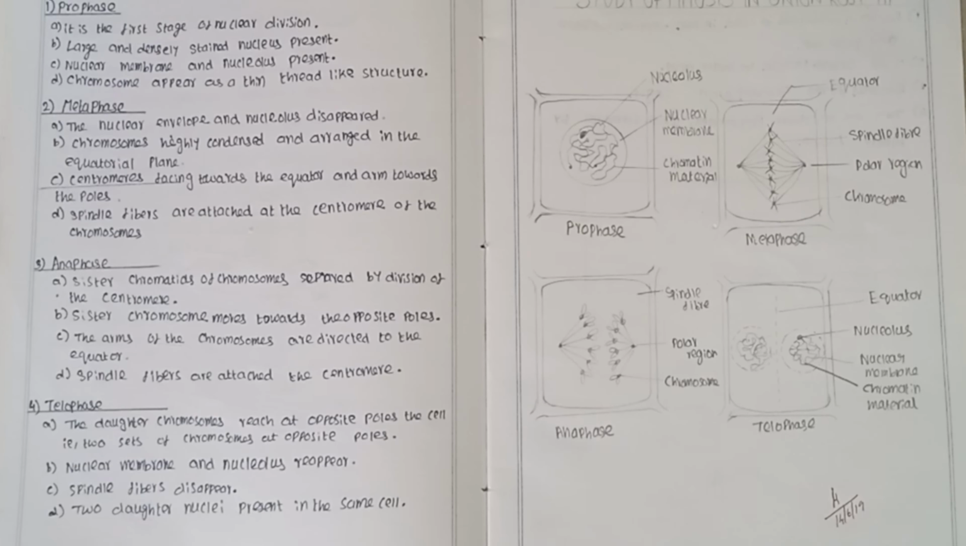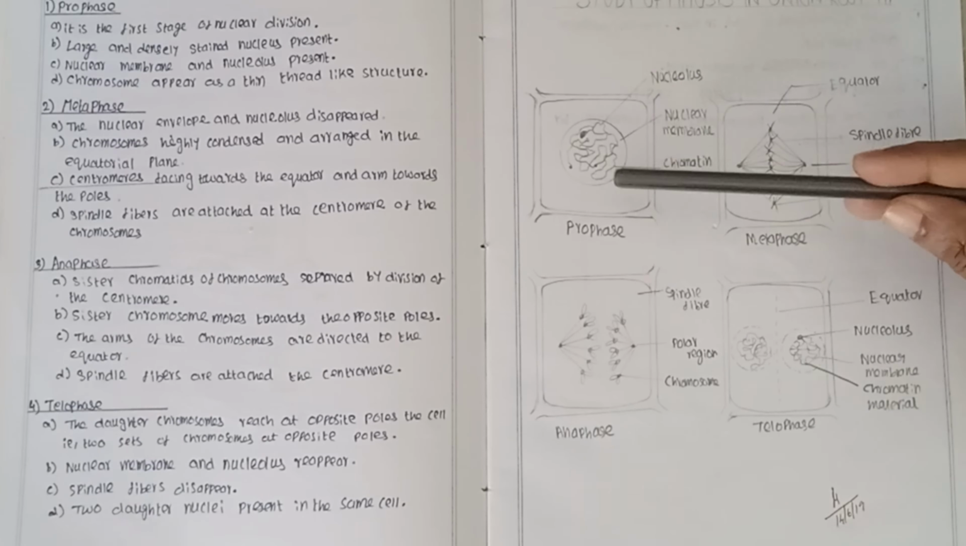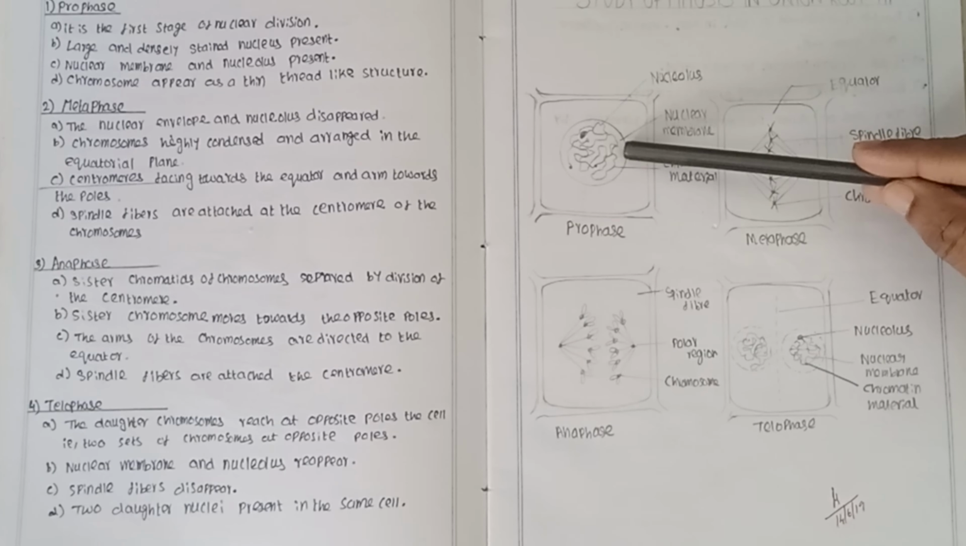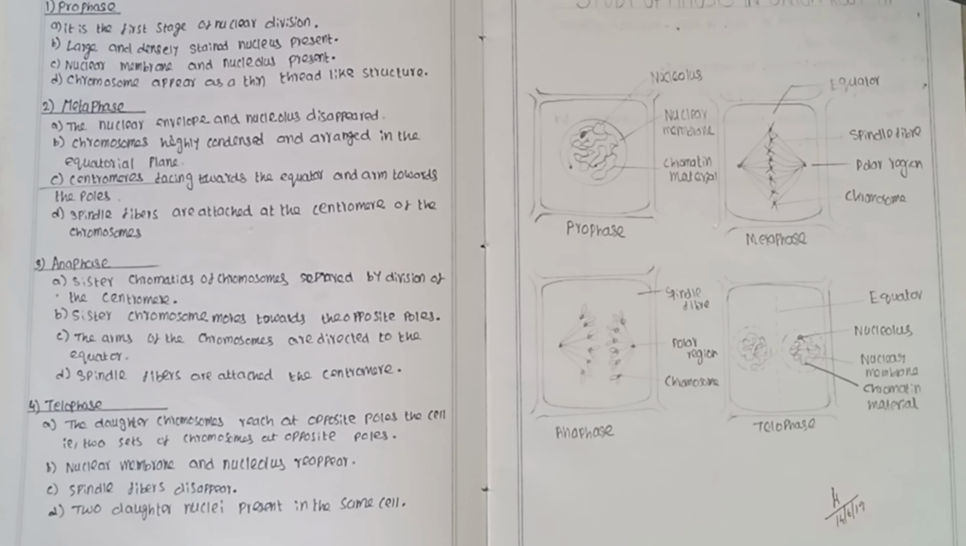So, we can discuss the different stages of mitosis. In any cell division, mitosis or meiosis, there are mainly two parts: first, nuclear division known as karyokinesis, and second, cytokinesis or cytoplasmic division. We discuss karyokinesis first. The first stage is prophase, which is divided into early prophase, middle prophase and late prophase.